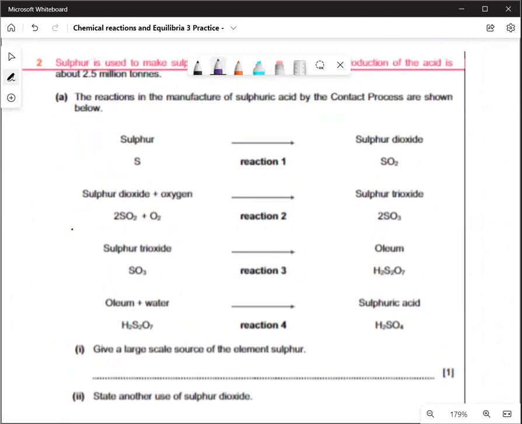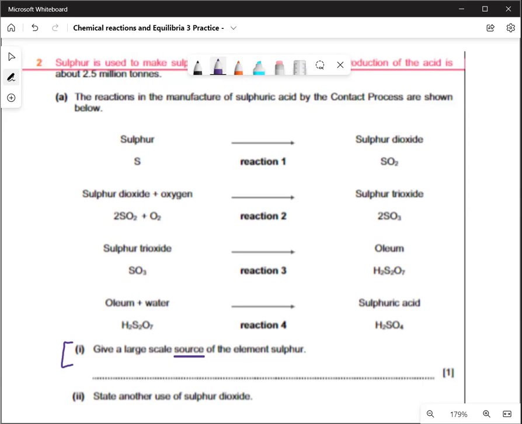Okay, read this one. Question 2, part 1. Give a large-scale source of element sulfur. What is the answer? I didn't understand the question. What does give a large-scale source mean? Source. Find in your notebook. What is source of sulfur? Ah, okay. When they give large-scale source, I got confused.